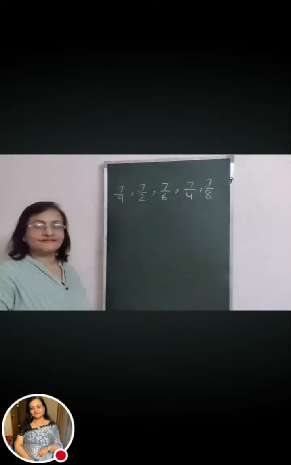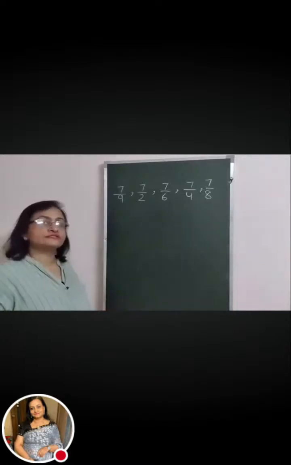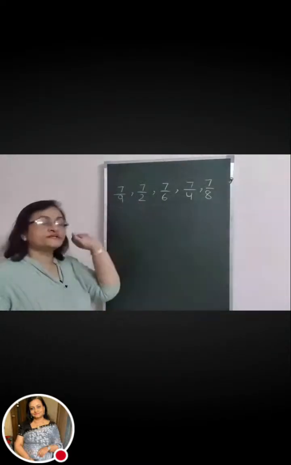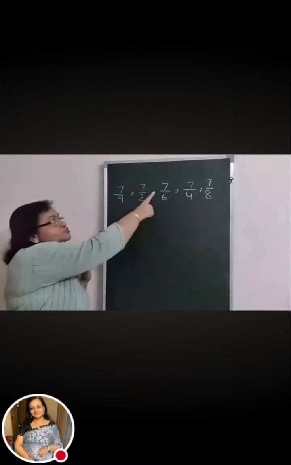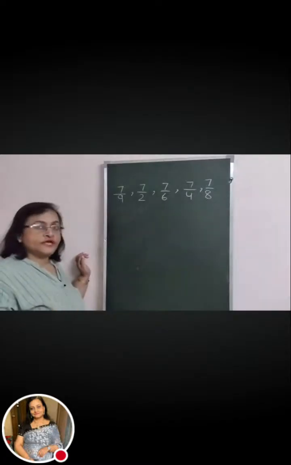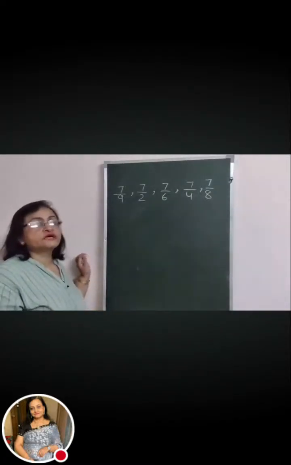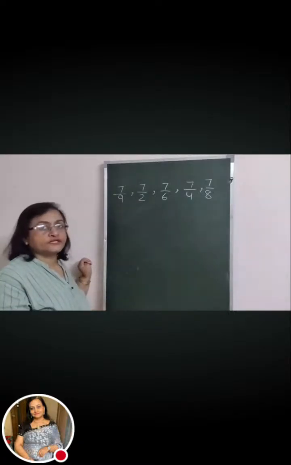Now let's take another example. Here we have same numerator in all the fractions, that is 7, but denominators are different. We have the fractions 7 by 9, 7 by 2, 7 by 6, 7 by 4, 7 by 8. Now we have to compare these fractions. We will write them in ascending order. इन्हें हम ascending order में लिखेंगे.